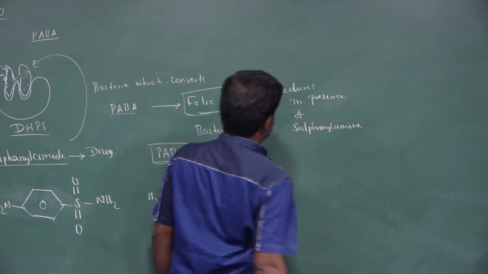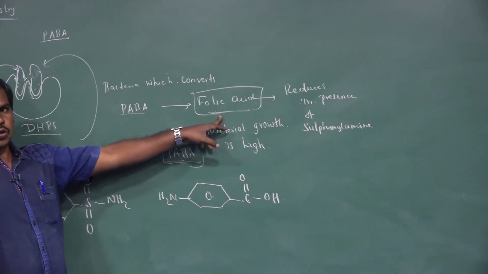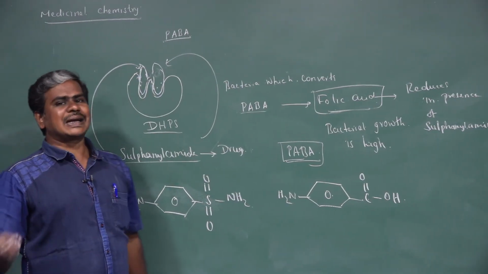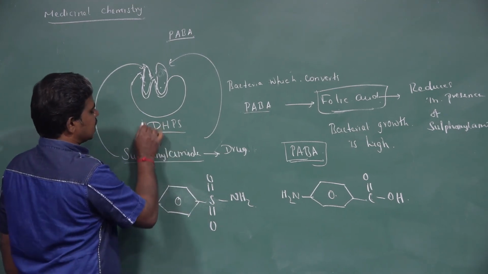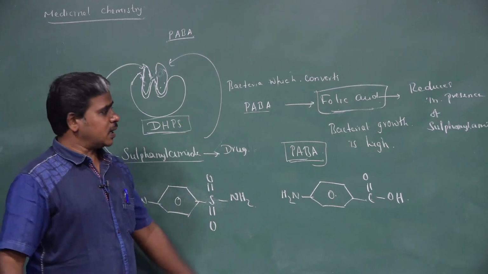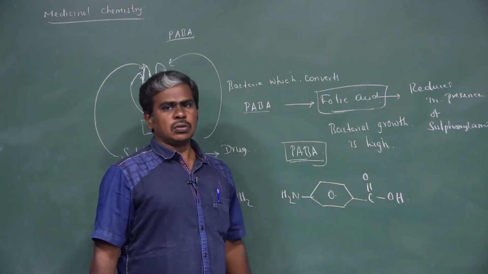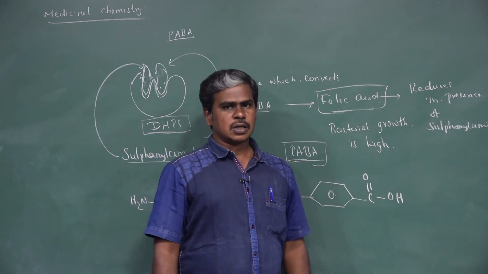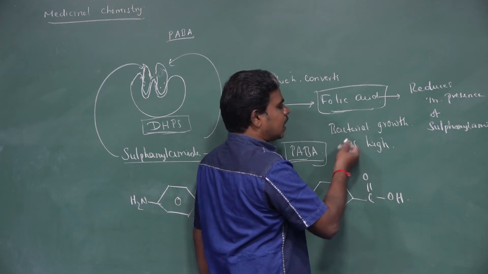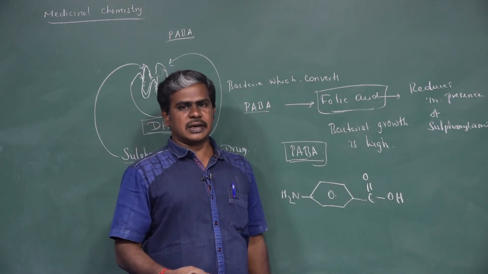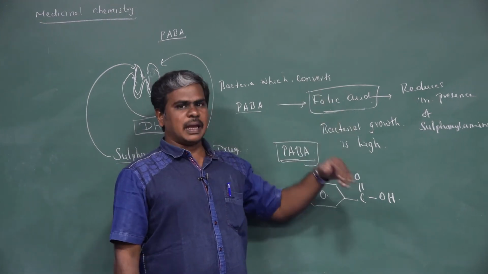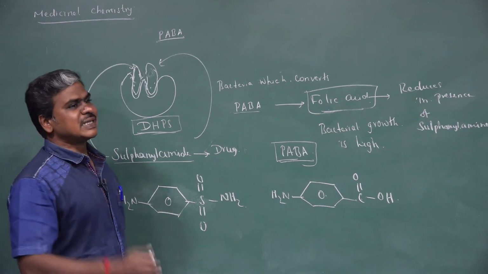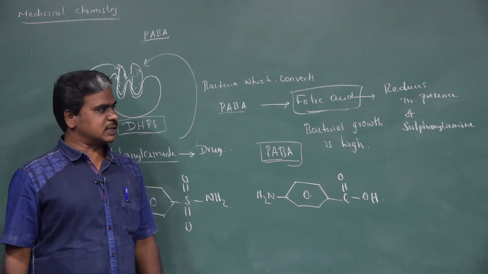So here only PABA may be converted into folic acid. But what will happen? Instead of PABA, sulfanilamide may be attracted to or interact with the DHPS enzyme. Then PABA is not converted into folic acid. So folic acid concentration is reduced in the presence of sulfanilamide. So the folic acid is absent. So bacterial growth does not happen, and the bacteria may be killed. So this is the mechanism of enzyme as a target.